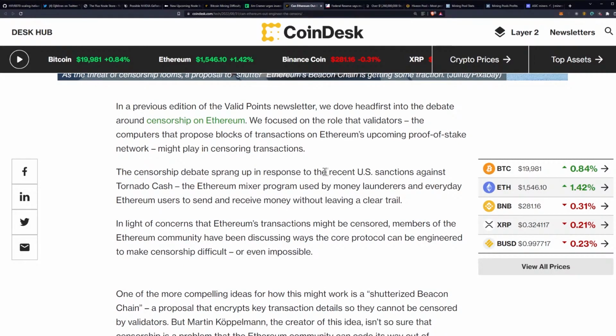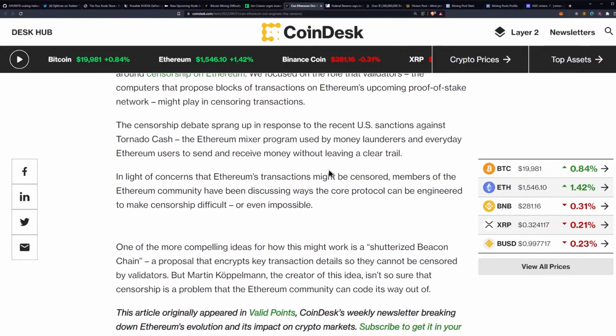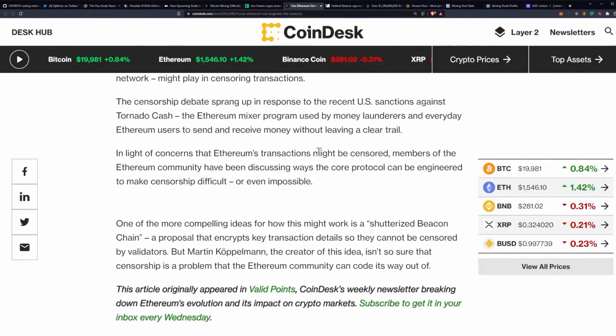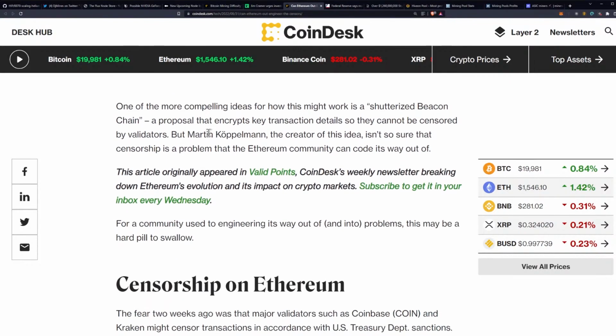We focused on the role that validators, the computers that propose blocks of transactions on Ethereum's upcoming proof-of-stake network, might play in censoring transactions. The censorship debate sprang up in response to the recent U.S. sanctions against Tornado Cash, the Ethereum mixer program used by money launderers and everyday Ethereum users to send and receive money without leaving a clear trail. In light of the concerns that Ethereum's transactions might be censored, members of the Ethereum community have been discussing ways the core protocol can be engineered to make censorship difficult or even impossible.